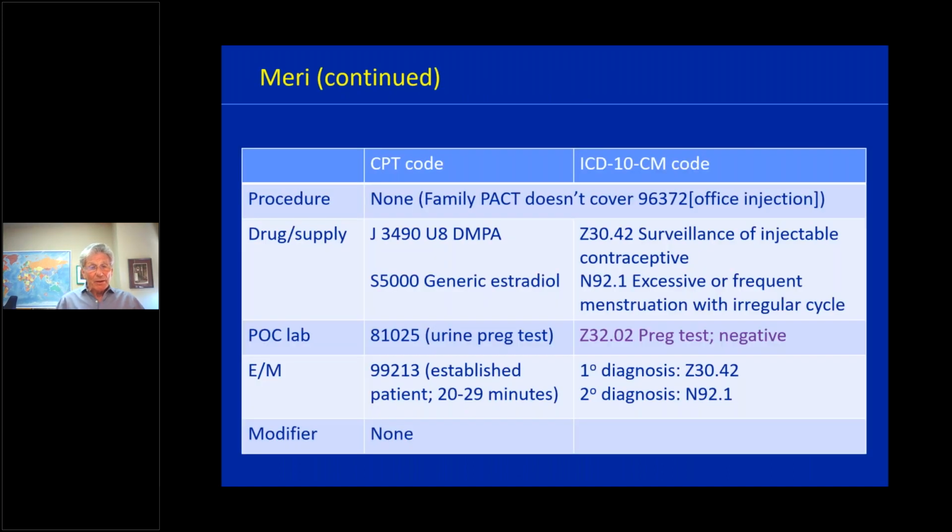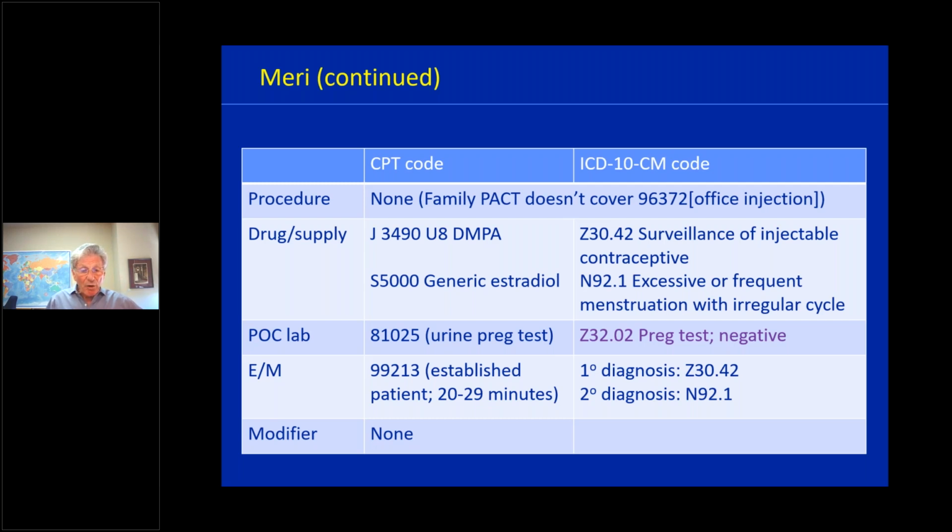So this explains the billing for Mary's visit when she was seen face to face. There was no procedure. And by the way, some payers actually cover 96372, which is for an office injection, so HealthNet or even Medi-Cal might cover that. Family PACT does not. For the drug or supply, for the Depo IM shot she had in the office, that's J3490 with a U8 modifier. And to treat her bleeding, she was given generic estradiol, to help her bleeding issue. She did have a point of care lab, which was a urine pregnancy test.